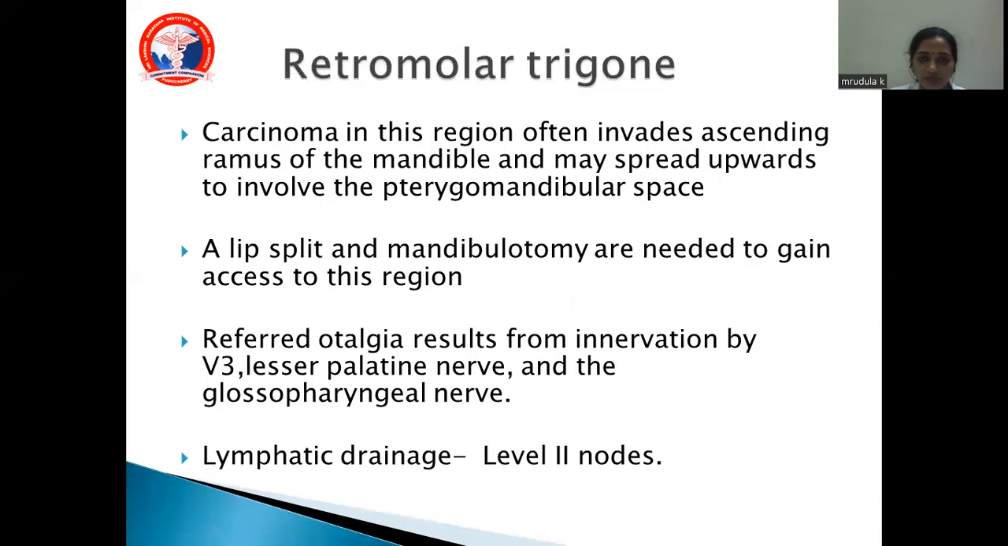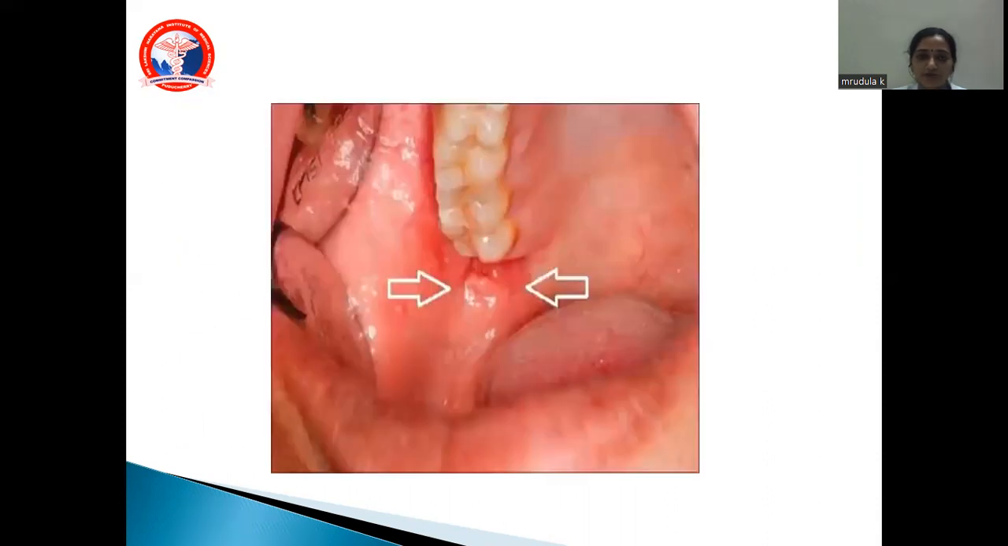Carcinoma in this region often invades the ascending ramus of the mandible and may spread upwards to involve the pterygomandibular space. A lip split and mandibulotomy are needed to gain access to this region. Referred otalgia occurs from innervation by the trigeminal nerve, lesser palatine nerve, and glossopharyngeal nerve. Lymphatic drainage is usually through level 2 lymph nodes.